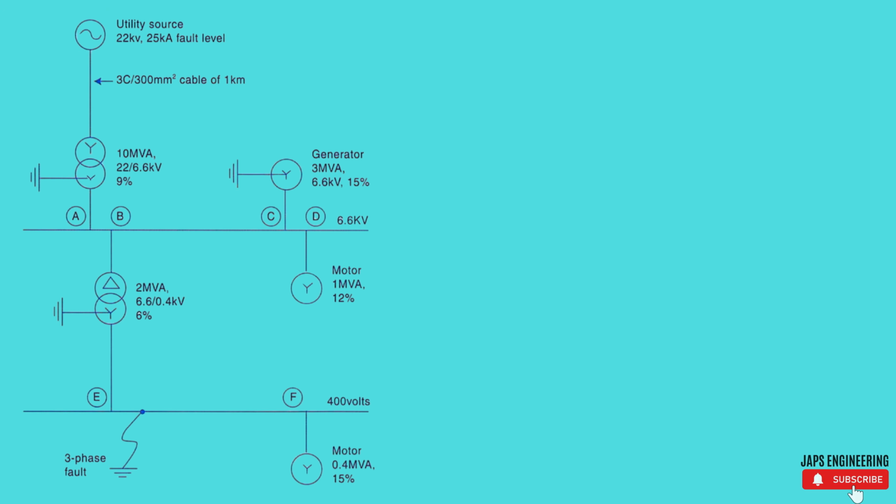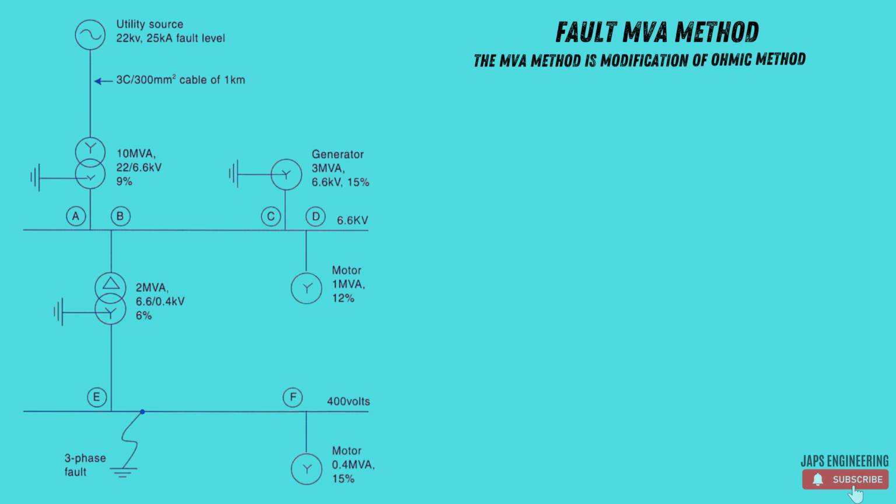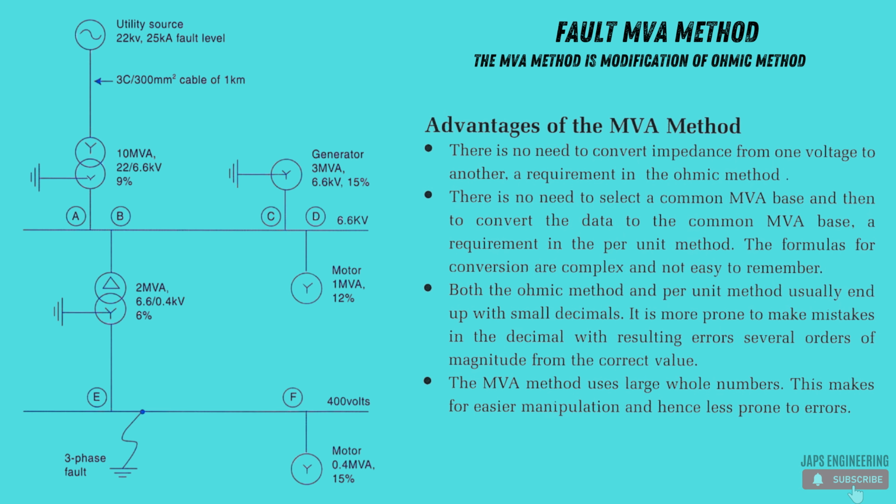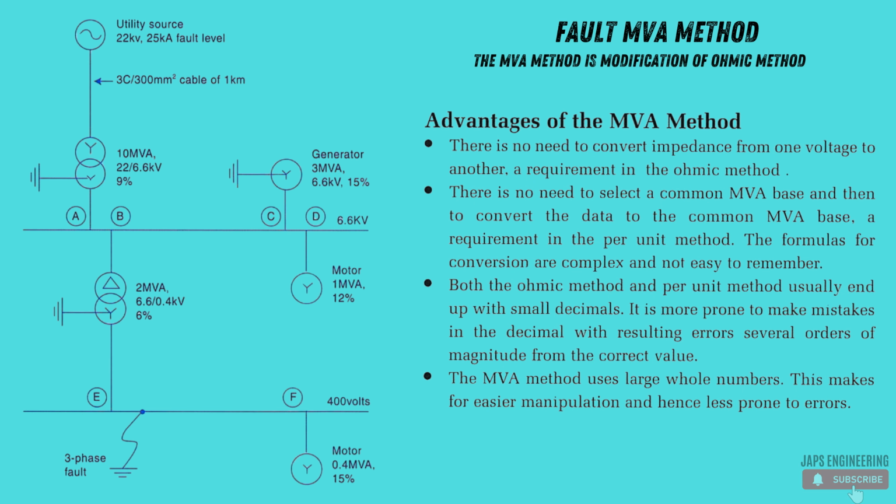I am going to present a sample example of the Fault MVA calculation to determine the fault current at a particular busbar, which will help you understand how to calculate fault current very easily. The MVA method is a modification of the ohmic method. The first step is to convert the typical single line diagram to the equivalent MVA single line diagram, and then to reduce the MVA single line diagram into a single MVA value at the point of fault.